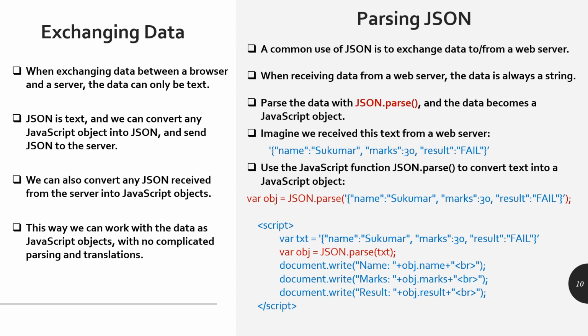We already discussed that the use of JSON is to exchange data between server and web applications. When receiving data from the server, the data is always a string.